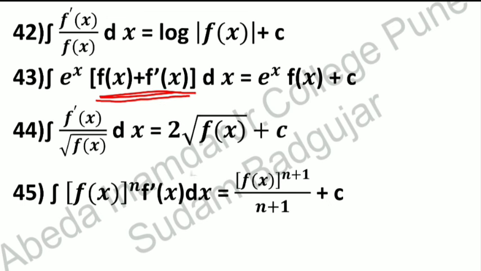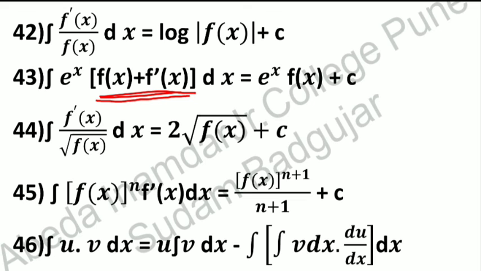Now the last formula is u into v, the product rule. See, in case of derivative we have addition rule, subtraction rule, multiplication rule, division rule, but in integration we have addition, subtraction, and lastly we will study the multiplication rule. There is no u upon v formula. Okay, I will explain in the next video while solving exercise 3.1. That time I will clear that point.